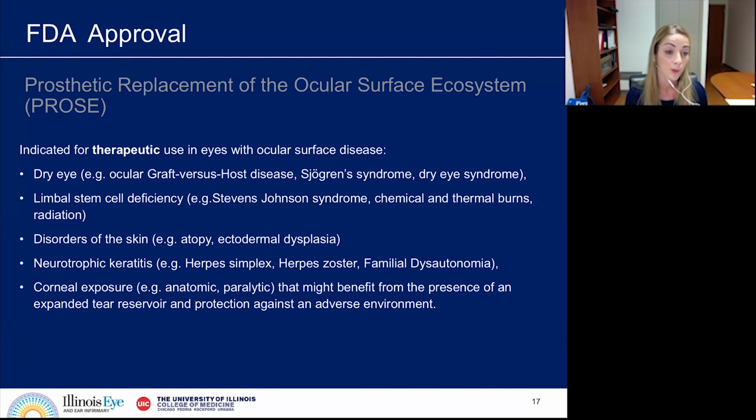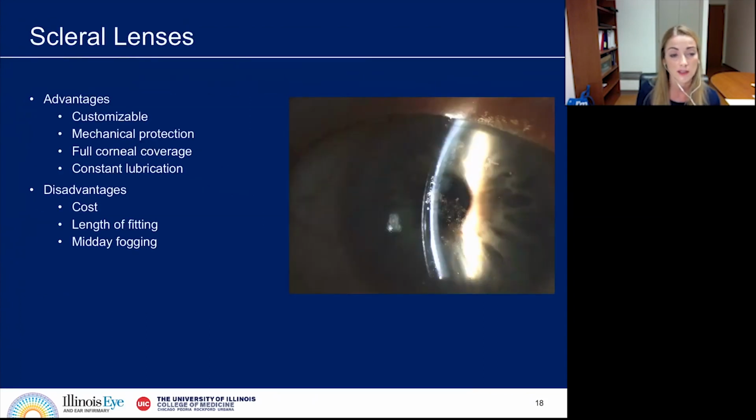And then more recently, late last year, the Boston XO material was approved for therapeutic use in scleral lenses, and most manufacturers use the Boston XO material, so that really has changed the name of the game for ocular surface disease patients' availability to these lenses. So some advantages are these lenses are very customizable. We can really make as many changes as we need to with these lenses. They provide mechanical protection and full corneal coverage, and there's constant lubrication on the cornea, which helps with our severe dry eye patients and in healing.